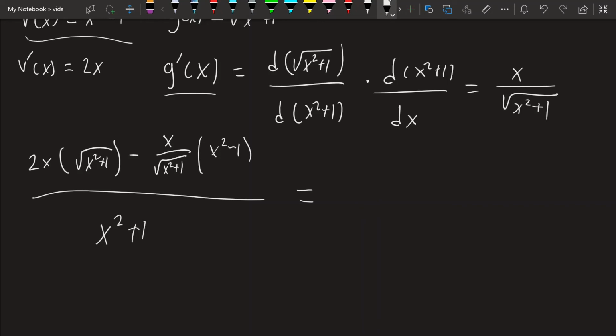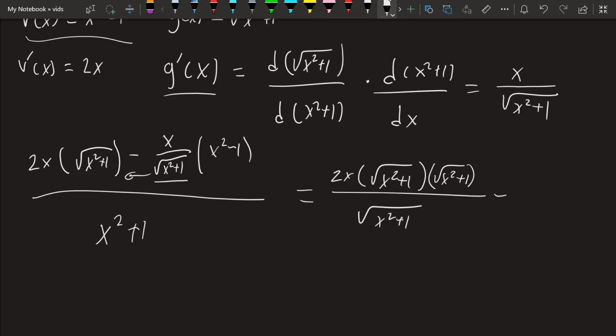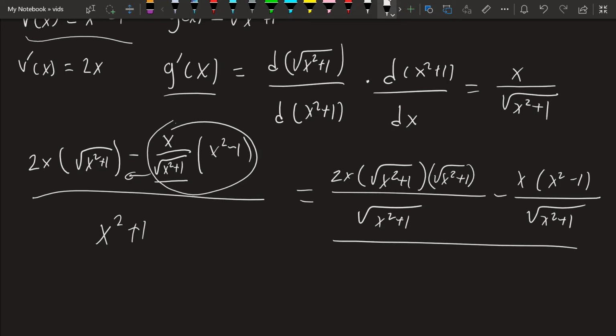So let's multiply the first term by radical x, right? Let me just restart from here. We have a denominator here, we don't have a denominator here. In order for us to add them, we need to have the same denominator. So let's multiply by the square root of x squared plus 1. Right? X squared plus 1 multiplied by the square root of x squared plus 1 over the square root of x squared plus 1, minus this whole expression, right? X multiplied by x squared minus 1 over the square root of x squared plus 1. Again, all over x squared plus 1.